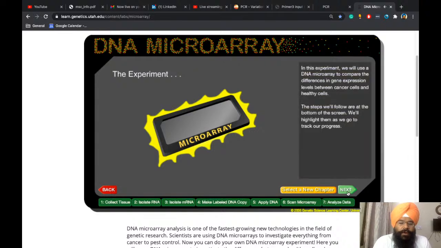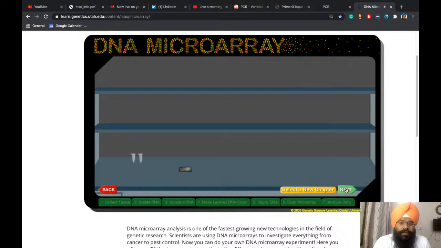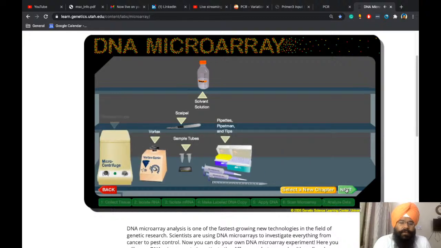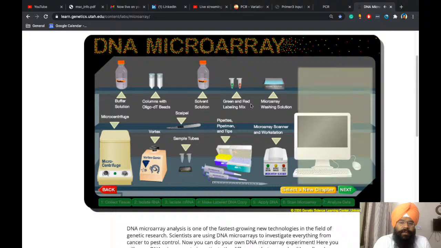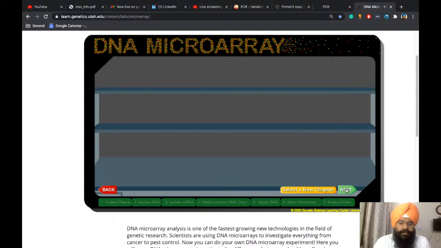The experiment is divided into these 7 steps. First, collecting the tissue, then isolate RNA, then isolate mRNA, make labeled DNA copy, then apply DNA, then scan the microarray, then analyze the data. We need Eppendorf tubes, small tubes, scalpel, solvent solutions, pipette, tips, vortex, microcentrifuge, columns with oligo dT beads, buffer solutions, green and red labeling mix, microarray washing solutions, scanner and workstation. So we need all these things.